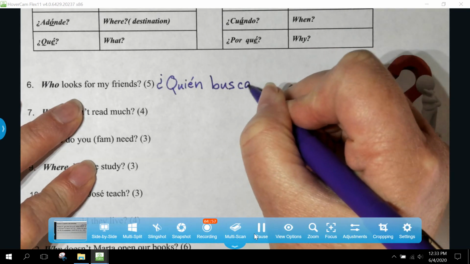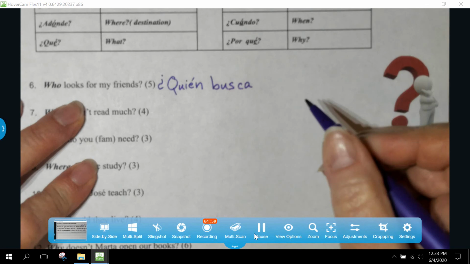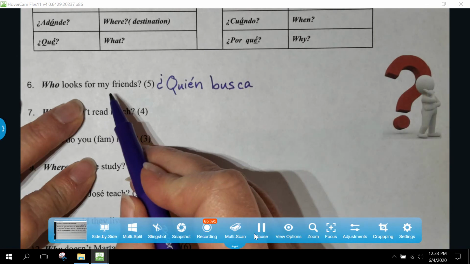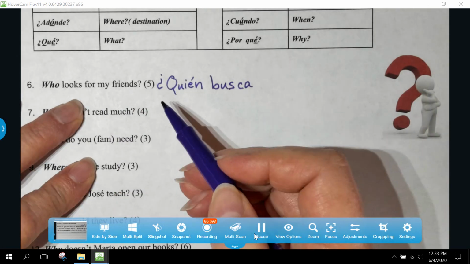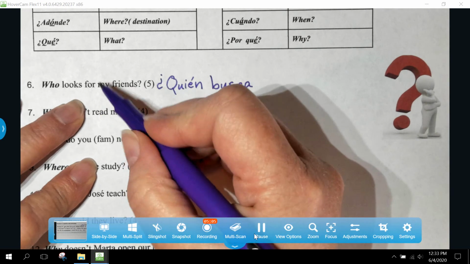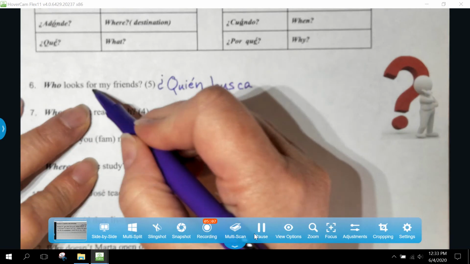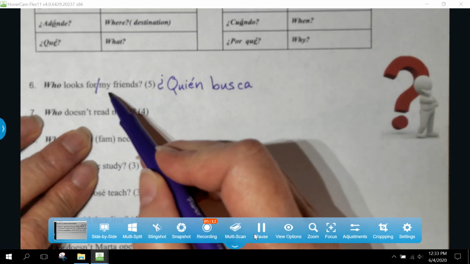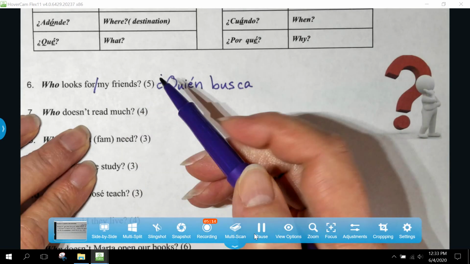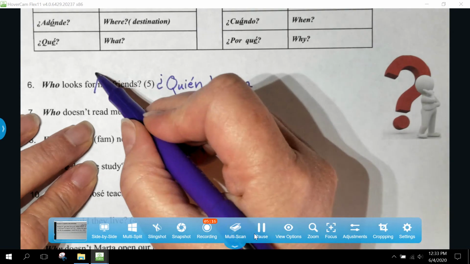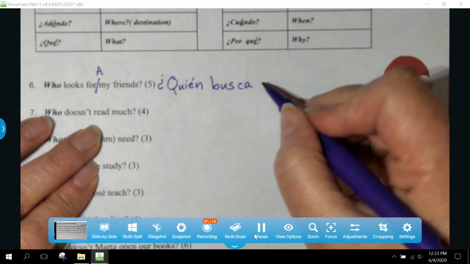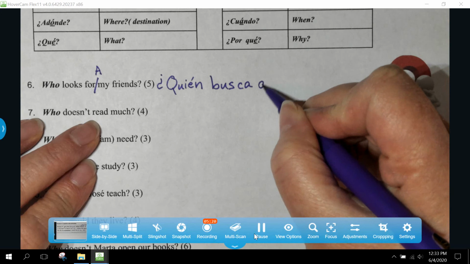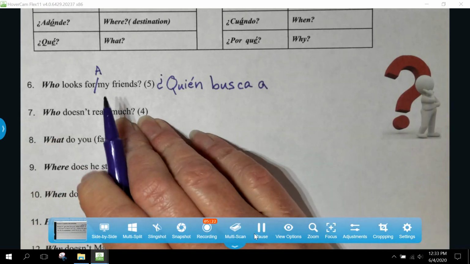Hopefully, after doing the last exercise, you go, oh my goodness, there are people at the end of that sentence. What would happen if I put a slash mark? To look for is the whole verb, slash mark. Who looks for who or what? My friends. Are my friends people or pets? Yes. So you have a personal a there. ¿Quién busca a? Oh my goodness, look at this mean teacher.